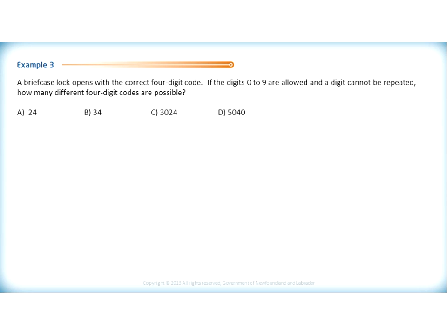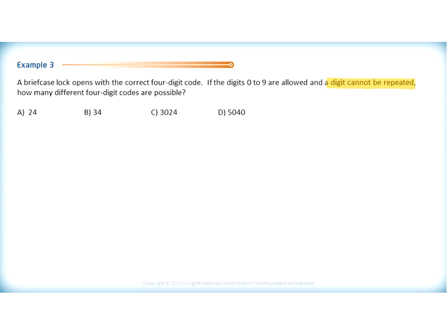A briefcase lock opens with the correct 4-digit code. If the digits 0 to 9 are allowed, and a digit cannot be repeated, how many 4 different digit codes are possible? I would just like to highlight something here. You need to be aware of the restrictions, whether restrictions exist in these permutations or not. So it's telling us here that a digit cannot be repeated.